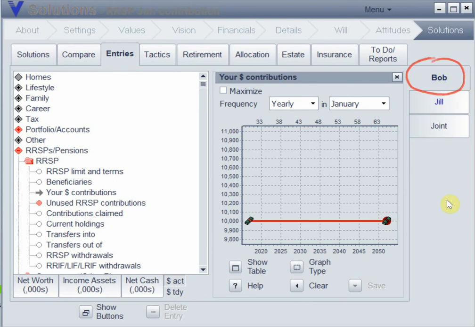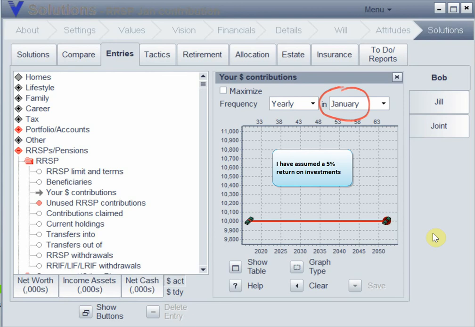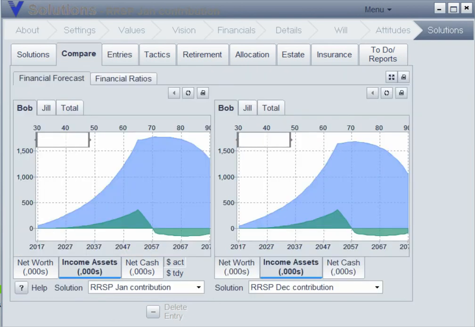So here we have Bob. He's going to contribute $10,000 a year to his RRSP. And in this first case, we're going to take a look at January versus December. So here we have them laid out side by side, but it's hard to tell. The graphs look the same. So let's look at the numbers.